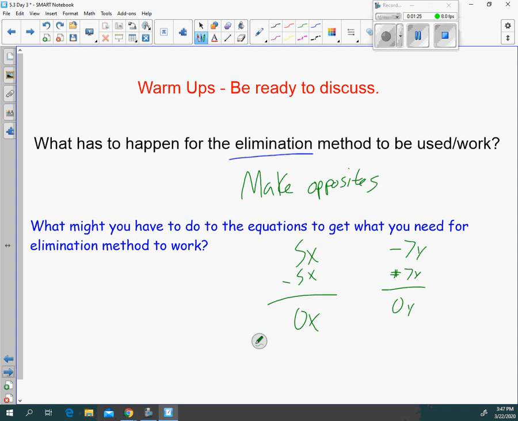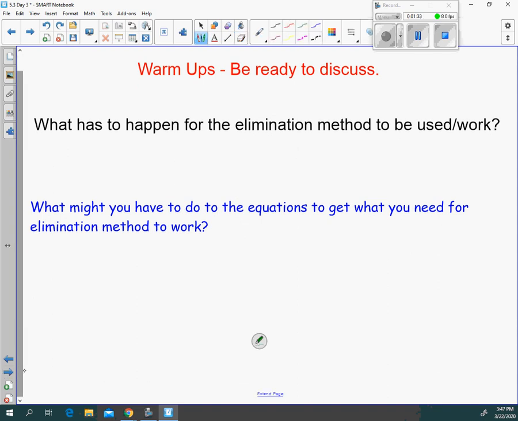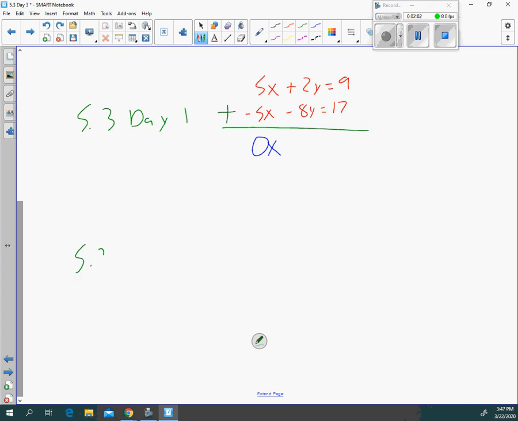And so today, we're going to have to do that. The first day we already had opposites. Let me do a brief recap on everything. 5.3 day 1. Here's what the problems look like. 5x plus 2y equals 9. Negative 5x minus 8y equals 17. You could just say, hey, I already had opposites because that gives me 0x. That was good. Then we moved on to 5.3 day 2.